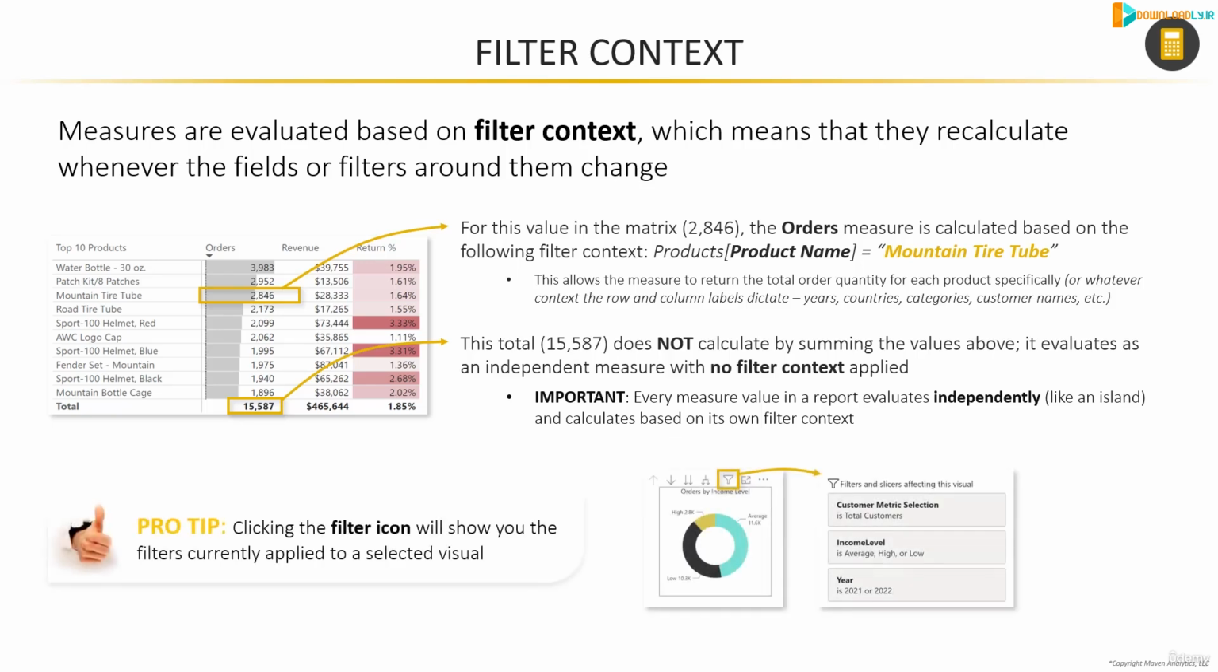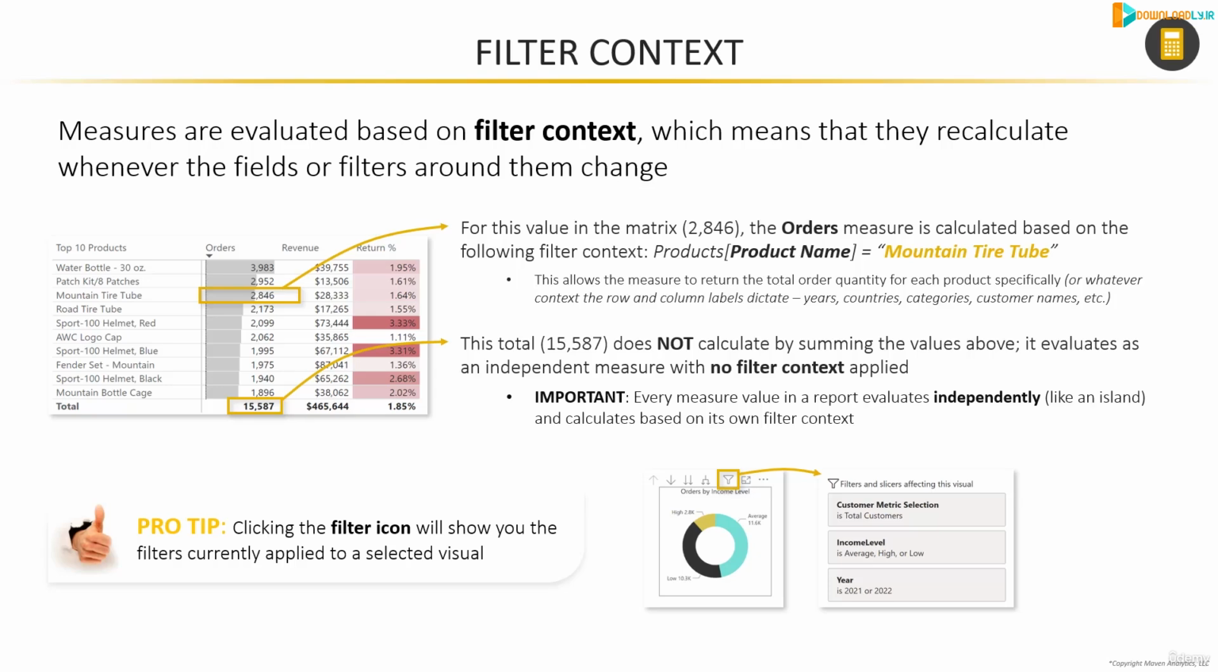So as a pro tip here, if you're struggling to understand the filter context impacting a visual, you can click on the header icon to see a list of filters and slicers, which are all part of that filter context that's impacting the visual. So here in this example, we can see a customer metric selection, income level, and year are all affecting our donut chart visual.